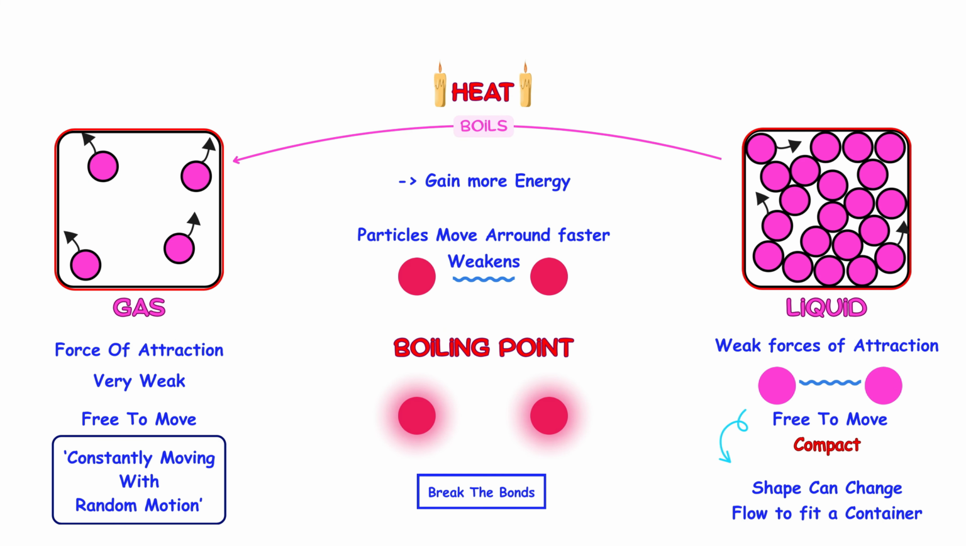In gases, the forces of attraction between particles are extremely weak to practically non-existent, meaning gas particles are free to move independently, spreading out to completely fill any available space, which is why gases have neither a fixed shape nor a fixed volume. We often describe gas movement as random motion, though technically the particles travel in straight lines until they collide with something, like container walls or other particles, and get randomly deflected in different directions.